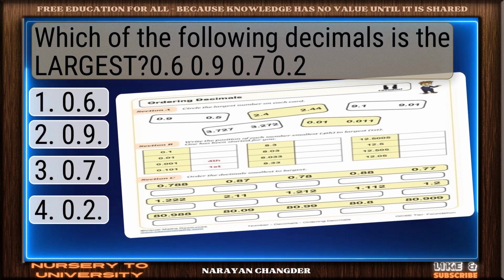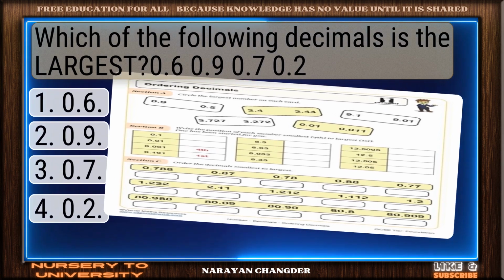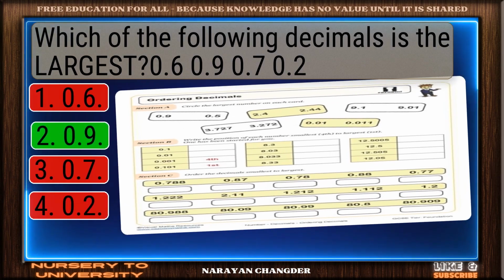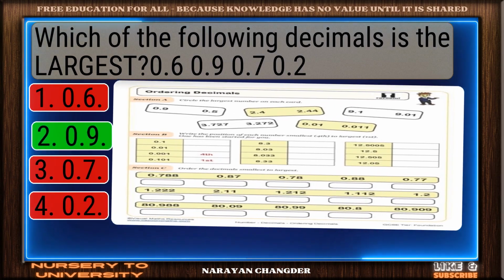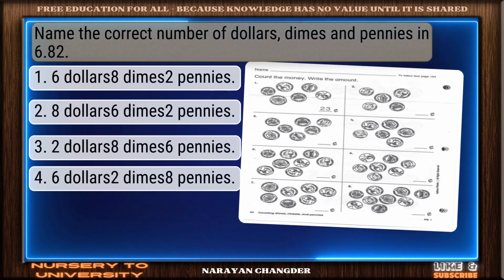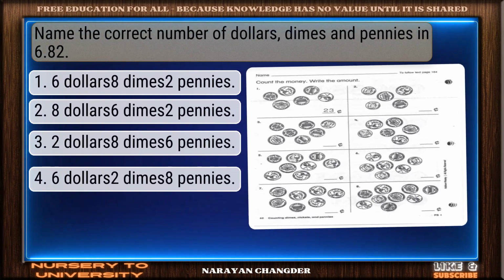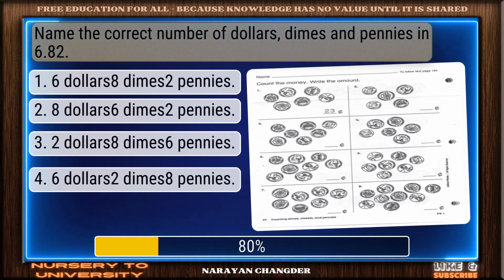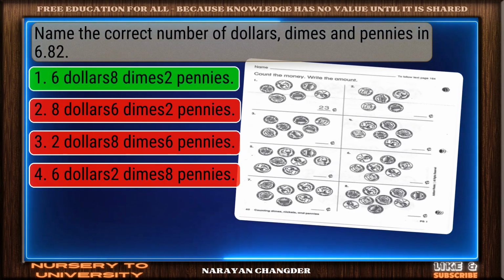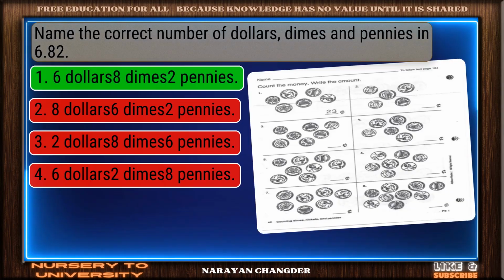Which of the following decimals is the largest? 0.6, 0.9, 0.2. Correct. 0.9 is the right answer. Name the correct number of dollars, dimes and pennies in 6.82. Right again. $6, 8 dimes, 2 pennies is a valid answer.